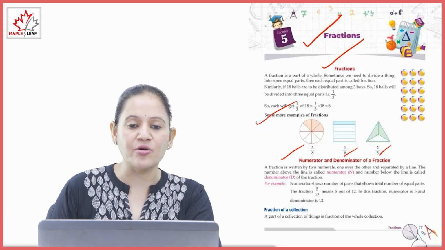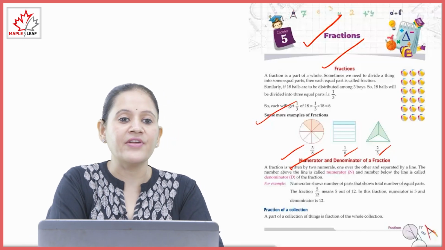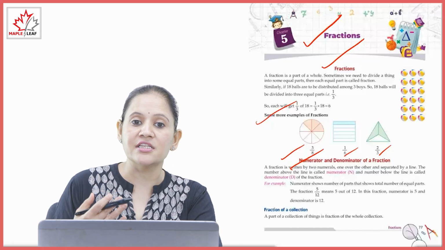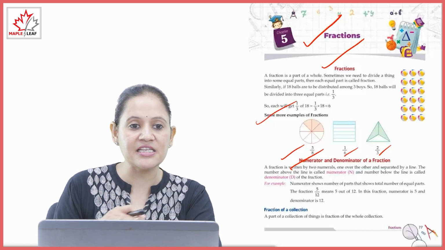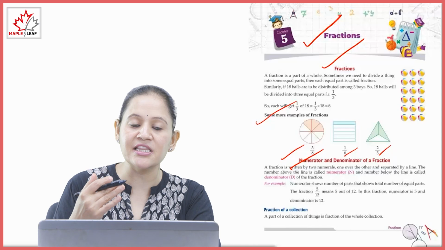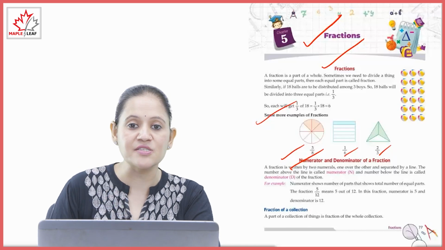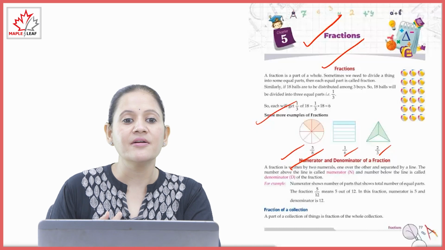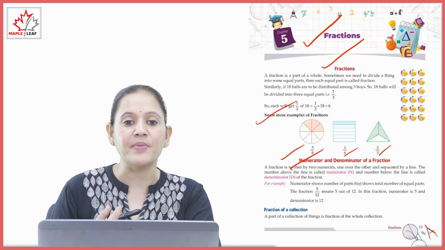Next is numerator and denominator of a fraction. So fraction is written by two numerals, one over the other, separated by a line. Line से separate होते हैं. The number which are above the line, that is called numerator, and the number which is below the line, that is called denominator. For example, the numerator show the number of parts.